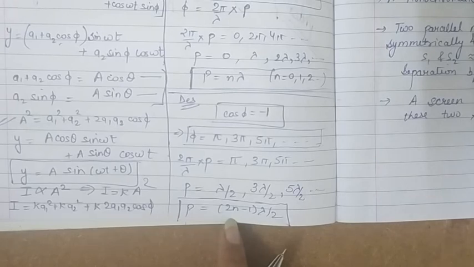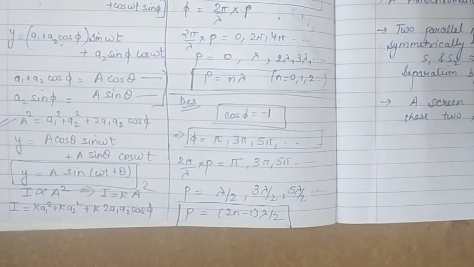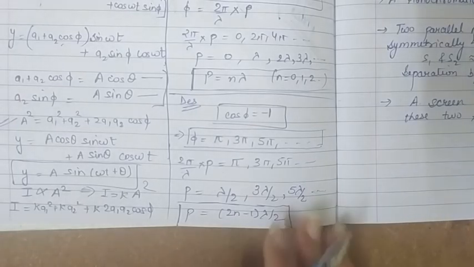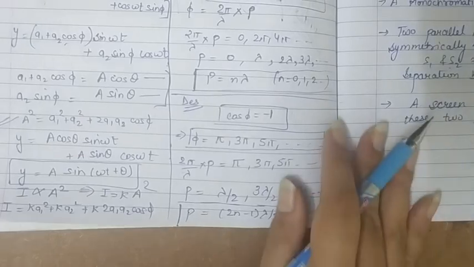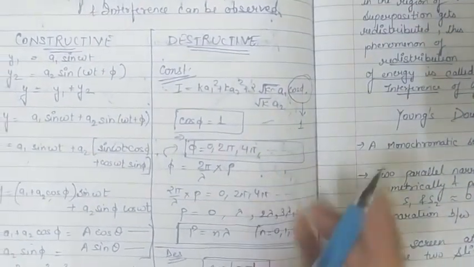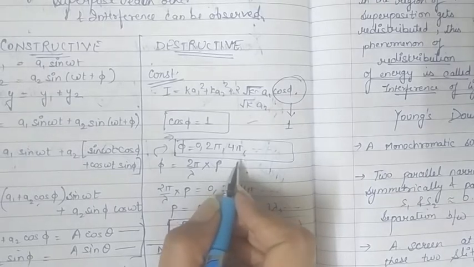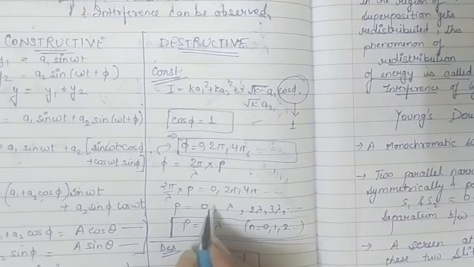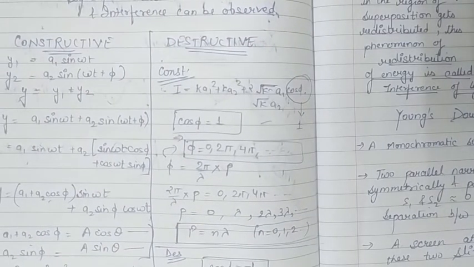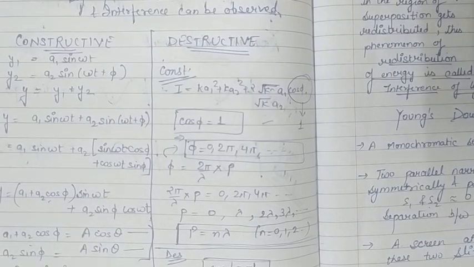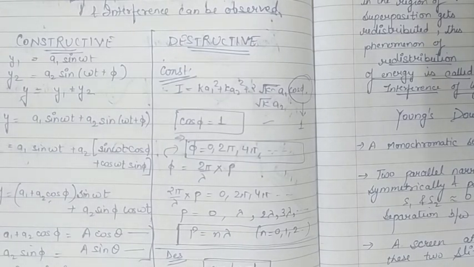That means the resultant intensity at a point is minimum when the phase difference between the two superposing waves is an odd multiple of pi, or the path difference is an odd multiple of lambda by 2. Then the condition is destructive. While for constructive, the phase difference should be an even multiple of pi, and the path difference should be an integral multiple of wavelength, that is n lambda. So these are the conditions for constructive and destructive interference that we get during Young's double slit experiment.